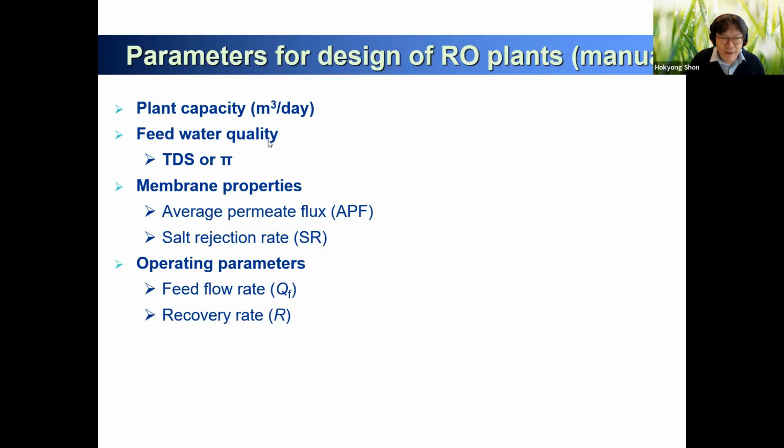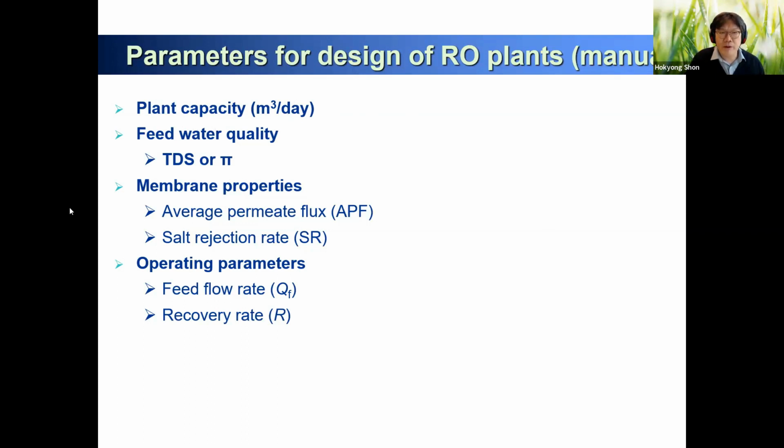This plant capacity, we have several thousand cubic meter per day. And then you need to have this information. Also, feed water quality, you need to have TDS. So what's your concentration of the dissolved salt, to calculate your osmotic pressure pi.